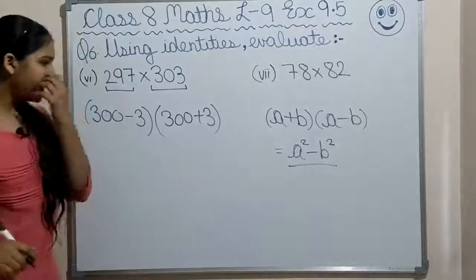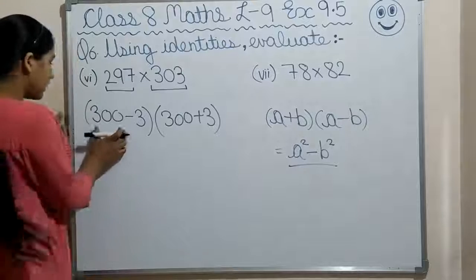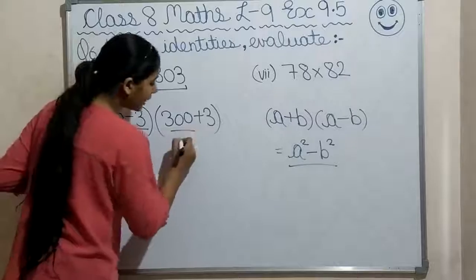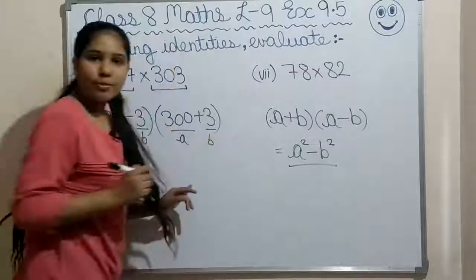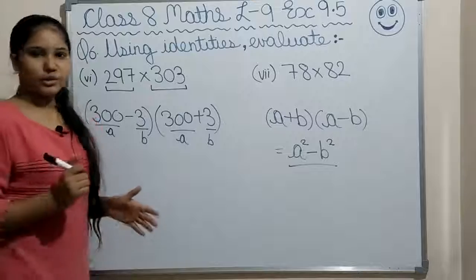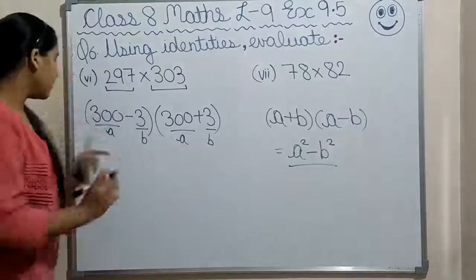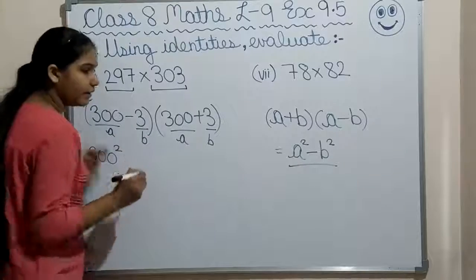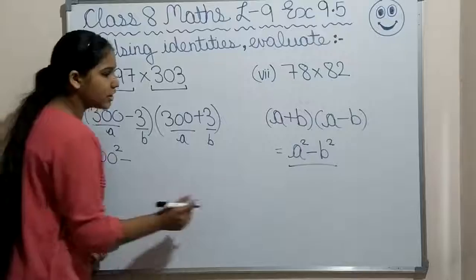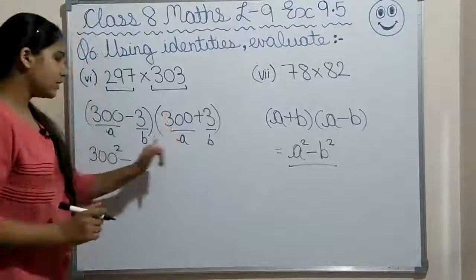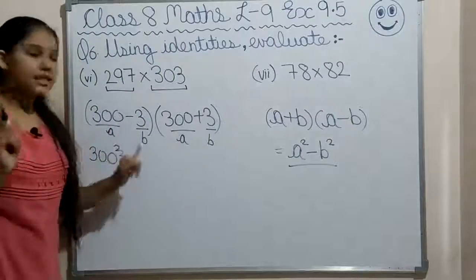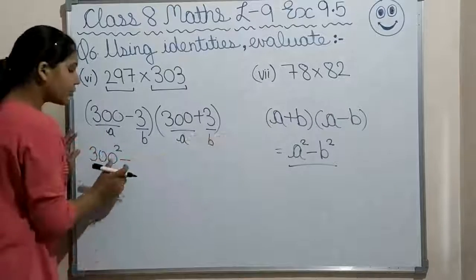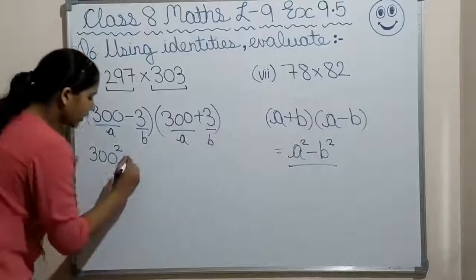Here this is a, this is b, this is again a, this is b. I hope these a and b are visible to you. So a square means 300 square, minus sign as it is, then b square, b is 3. You are not going to take the sign of plus; minus is there in the property, so we write minus only. B square means 3 square.